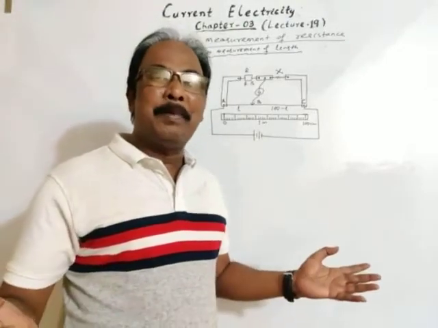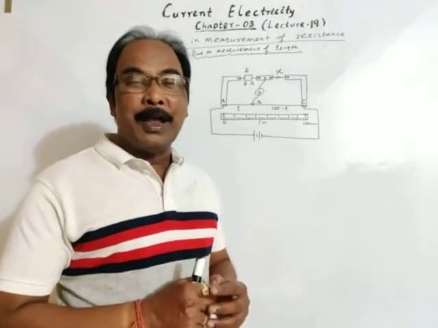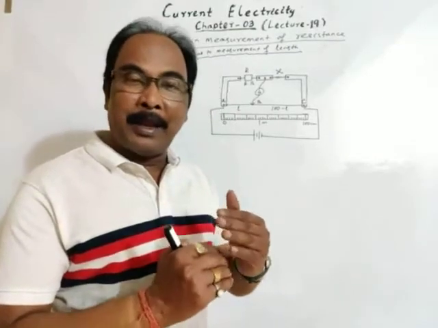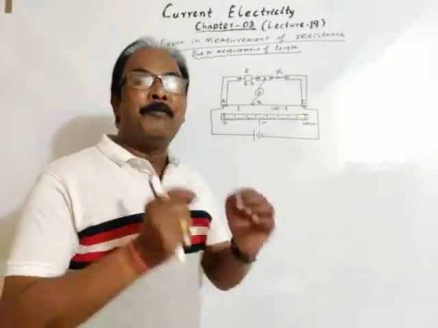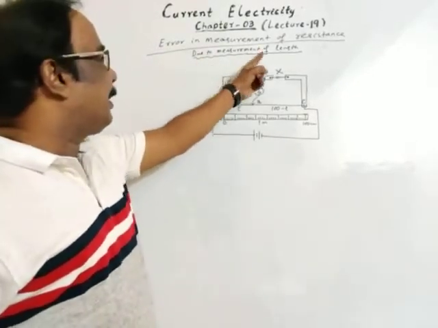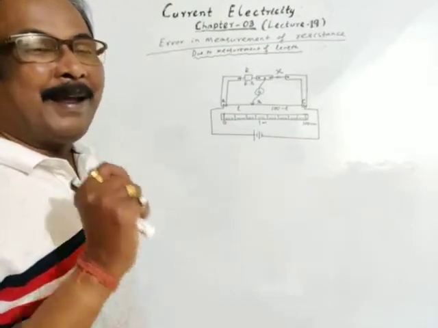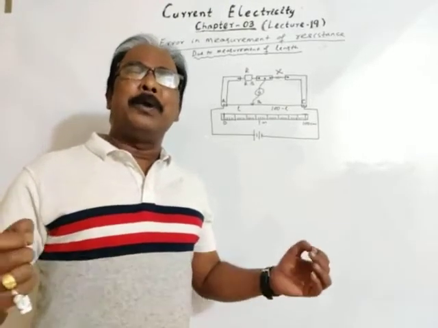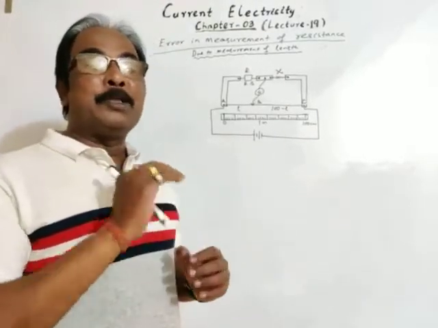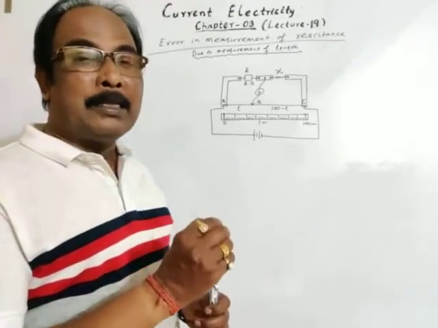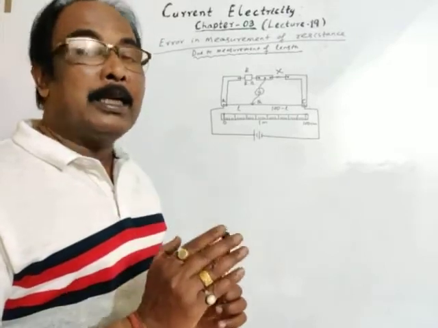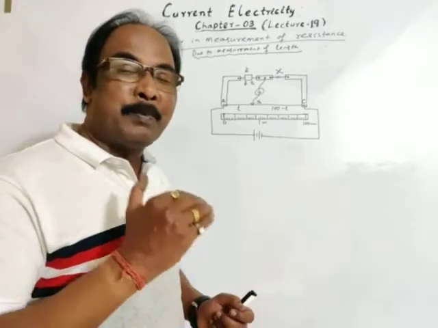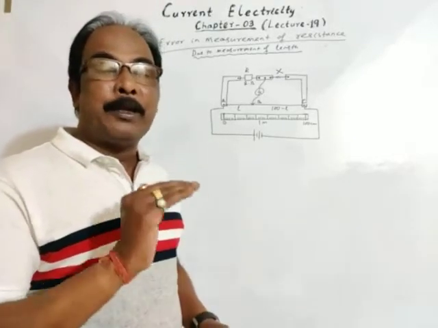So we will discuss in brief what the possible errors are and how we can calculate the value of unknown resistance if error is taken into consideration. The first type of error is due to measurement of length. As we have discussed, the working principle of the meter bridge is based on the balance condition of the Wheatstone bridge.